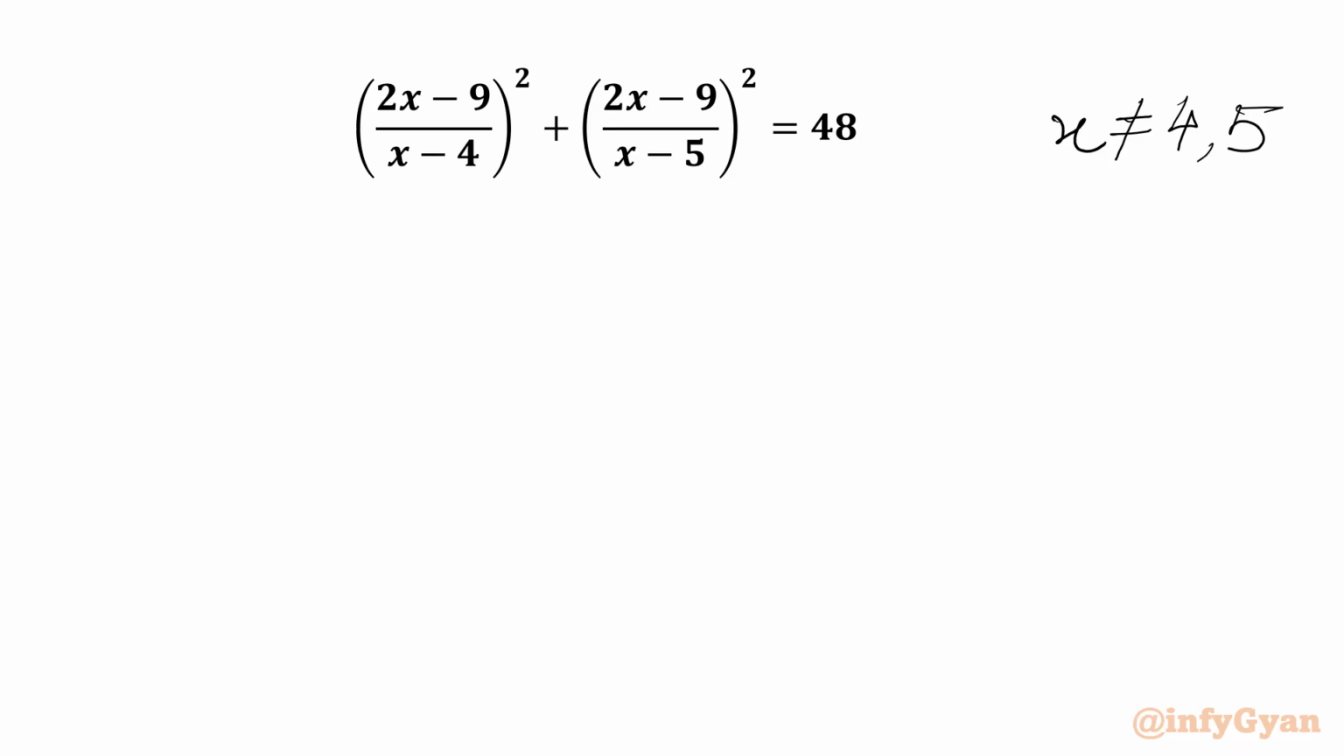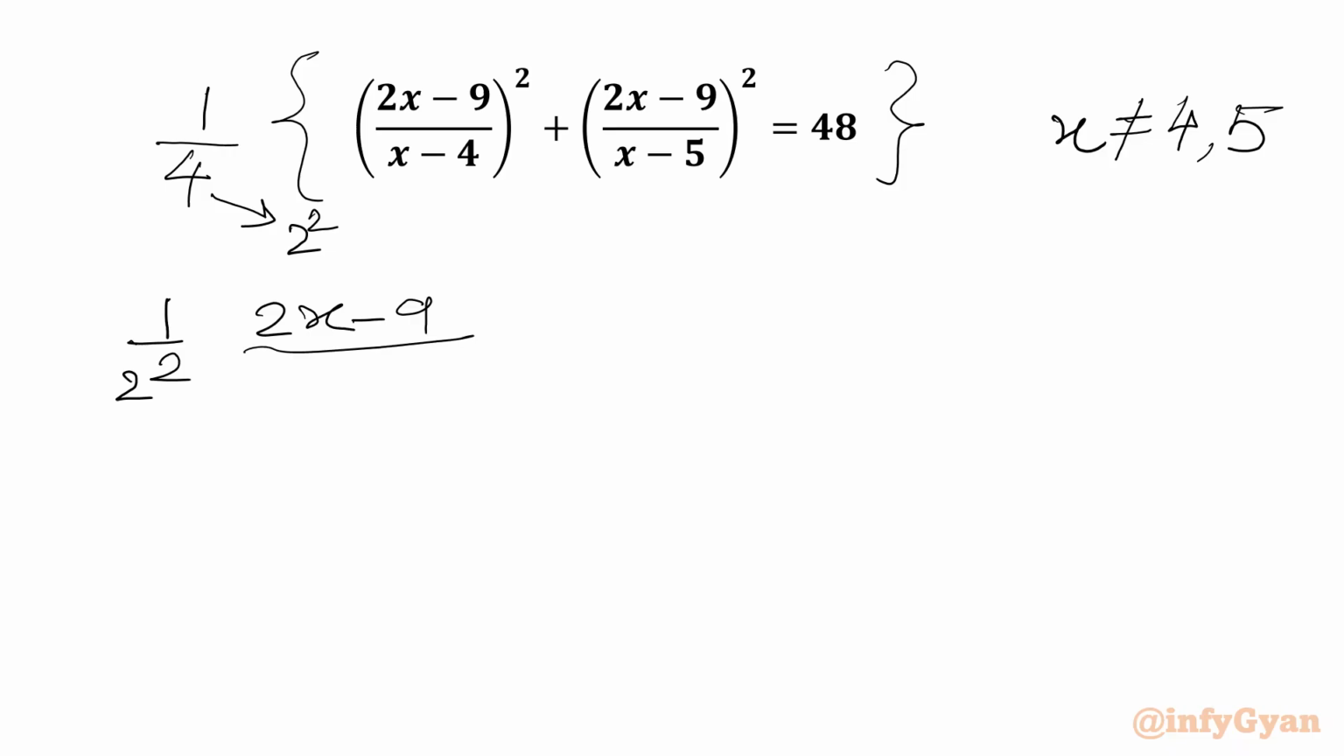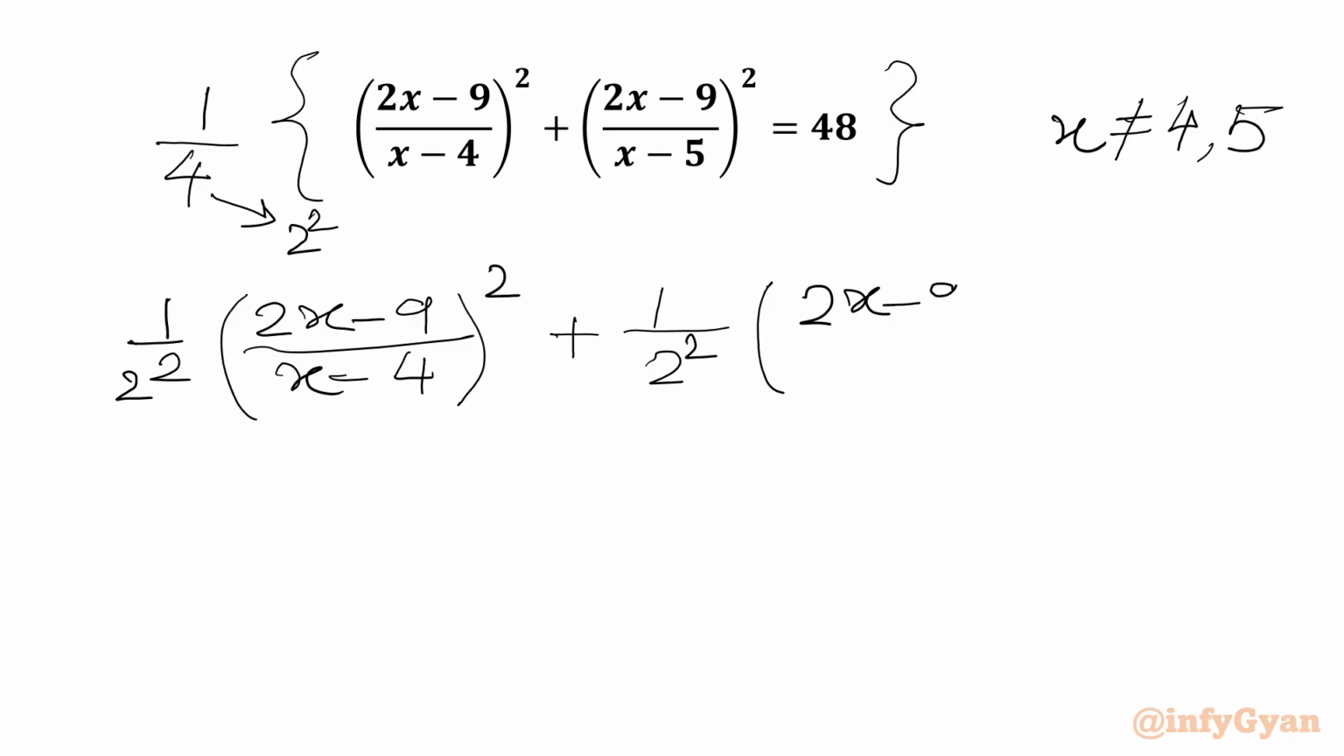Now I will divide our equation on both sides by 4. Now this 4 we can write as 2 squared. So I will write our equation once more: 1 over 2 squared times ((2x − 9)/(x − 4)) whole squared plus 1 over 2 squared times ((2x − 9)/(x − 5)) whole squared equal to 48 over 4.